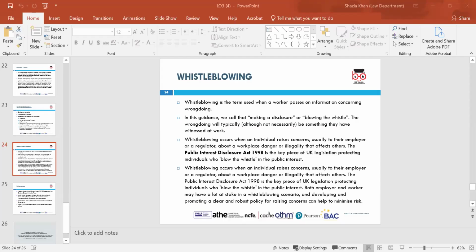So what disclosures are covered in regards to this? In order to attract the protection of statute, the disclosure must be a qualifying disclosure, as I mentioned earlier. This means any disclosure of information which, in the reasonable belief of the worker making the disclosure, is in the public interest and tends to show one or more of the following: a criminal offence, failure to comply with a legal obligation, a miscarriage of justice, the health and safety of an individual being endangered, damage to the environment, or concealment of information showing any of the above.